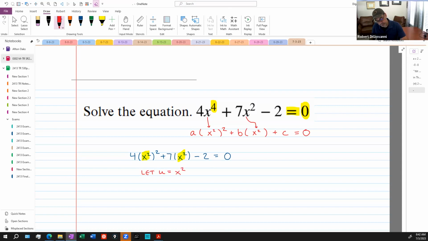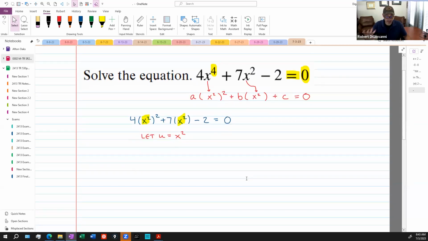x squared. And by the way, if in the beginning of this problem this variable was u already, then of course, when we make a substitution, we'd have to use a different variable. Like we could say, okay, let w be equal to u squared or something. You would never want to use u twice, right? That hasn't happened. I'm just pointing it out. All right, so now I rewrite the problem. It's 4u squared plus 7u minus 2 equals 0.